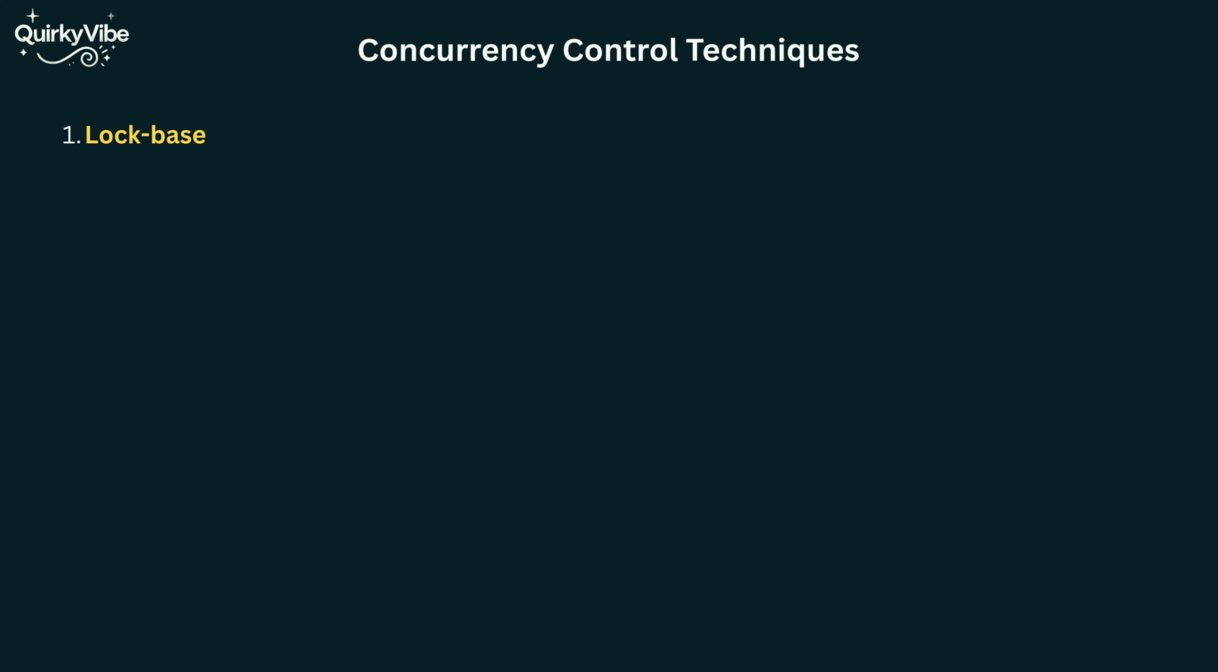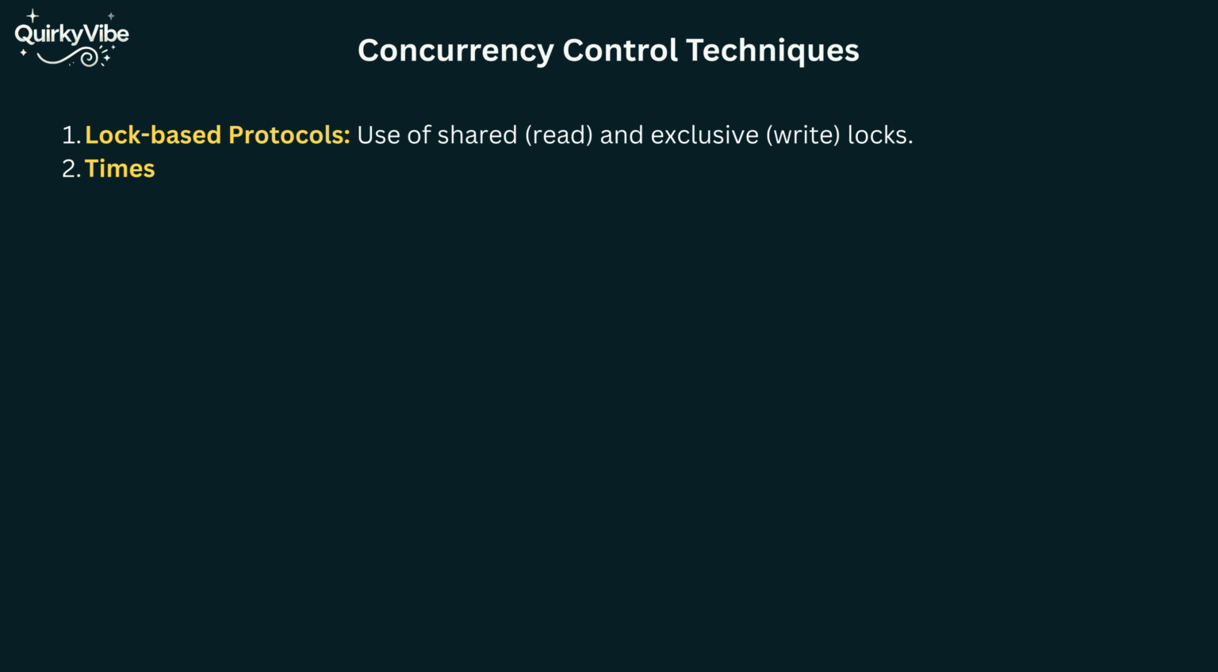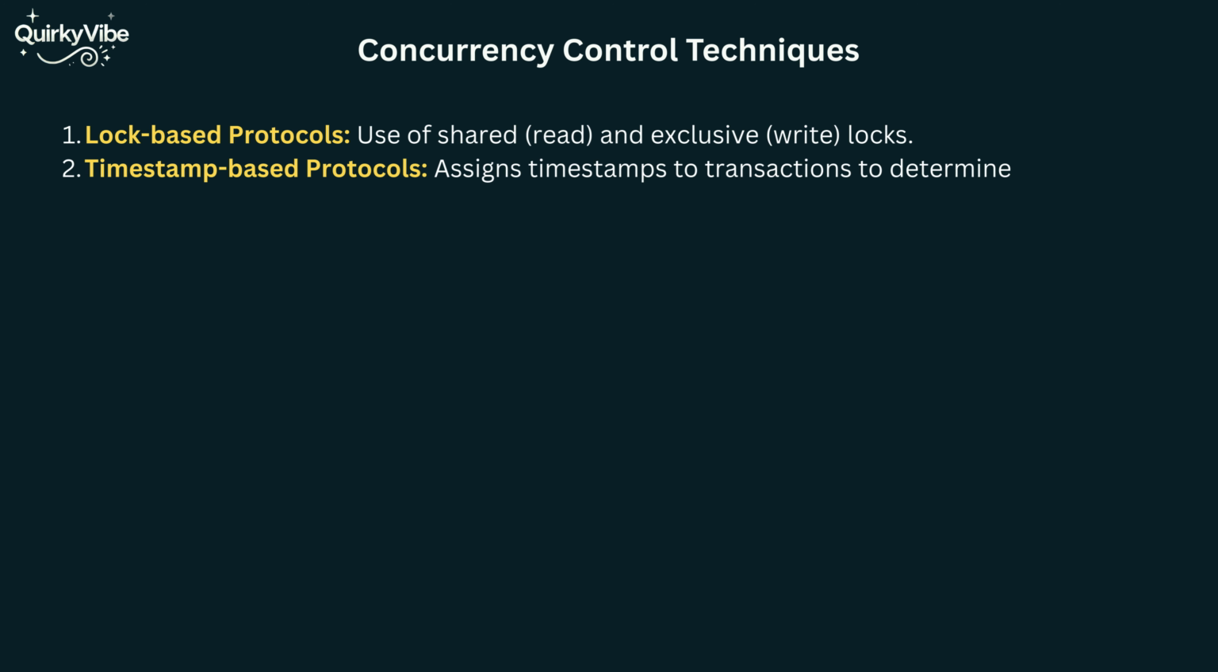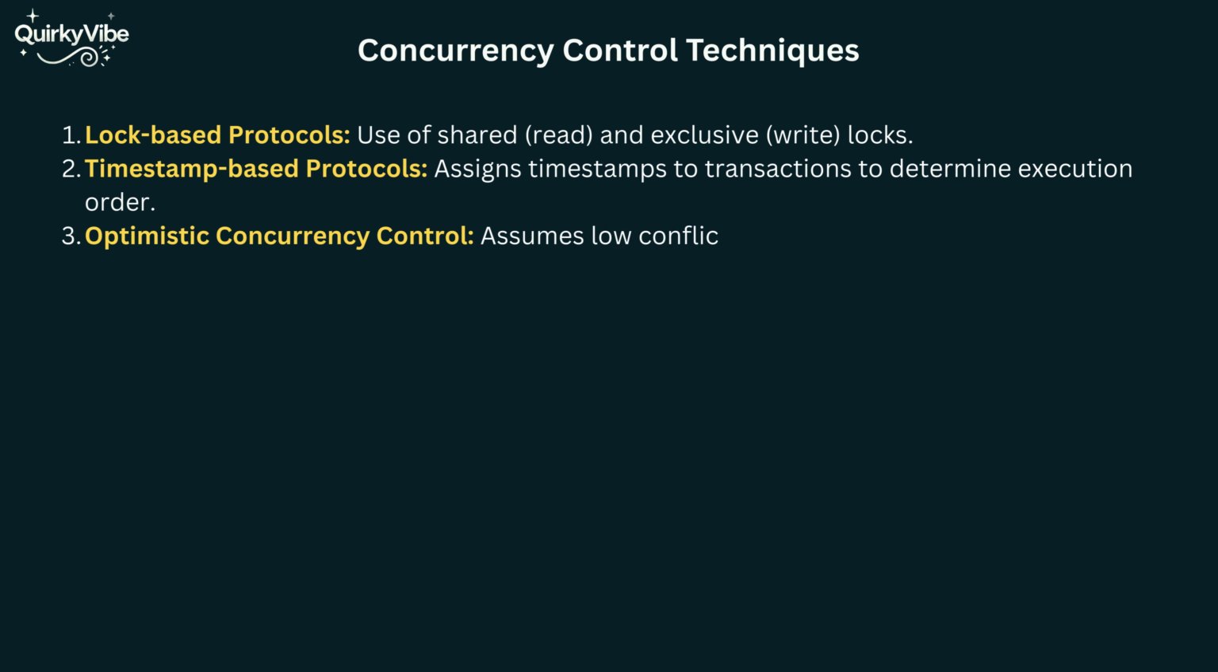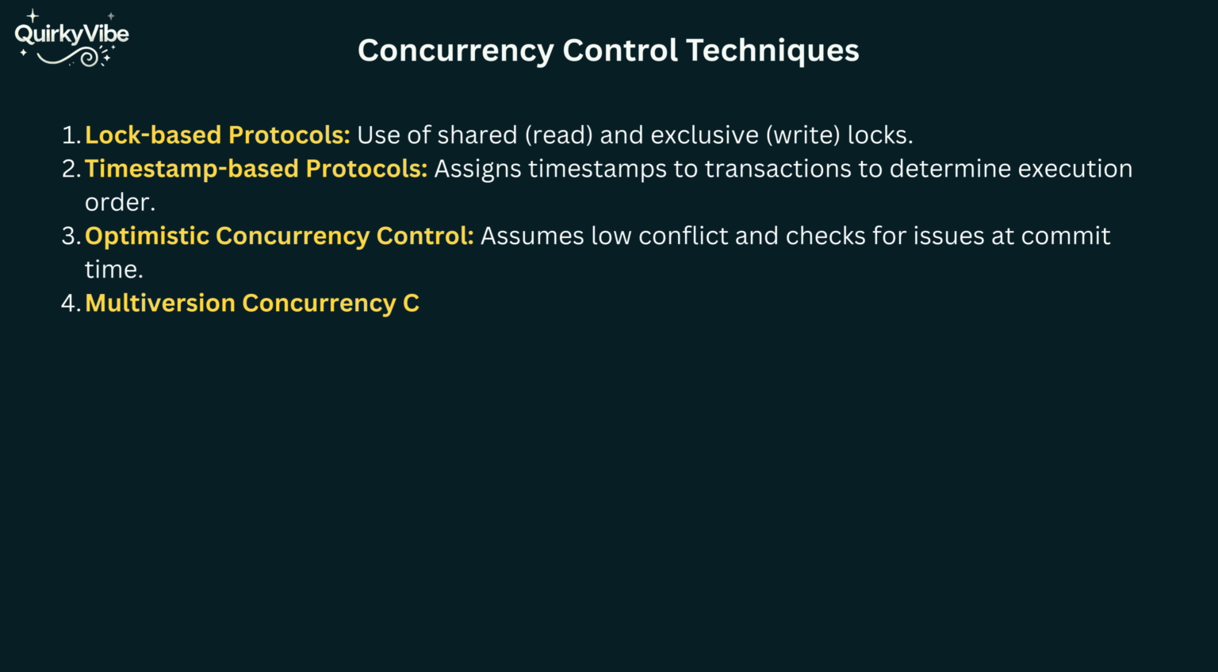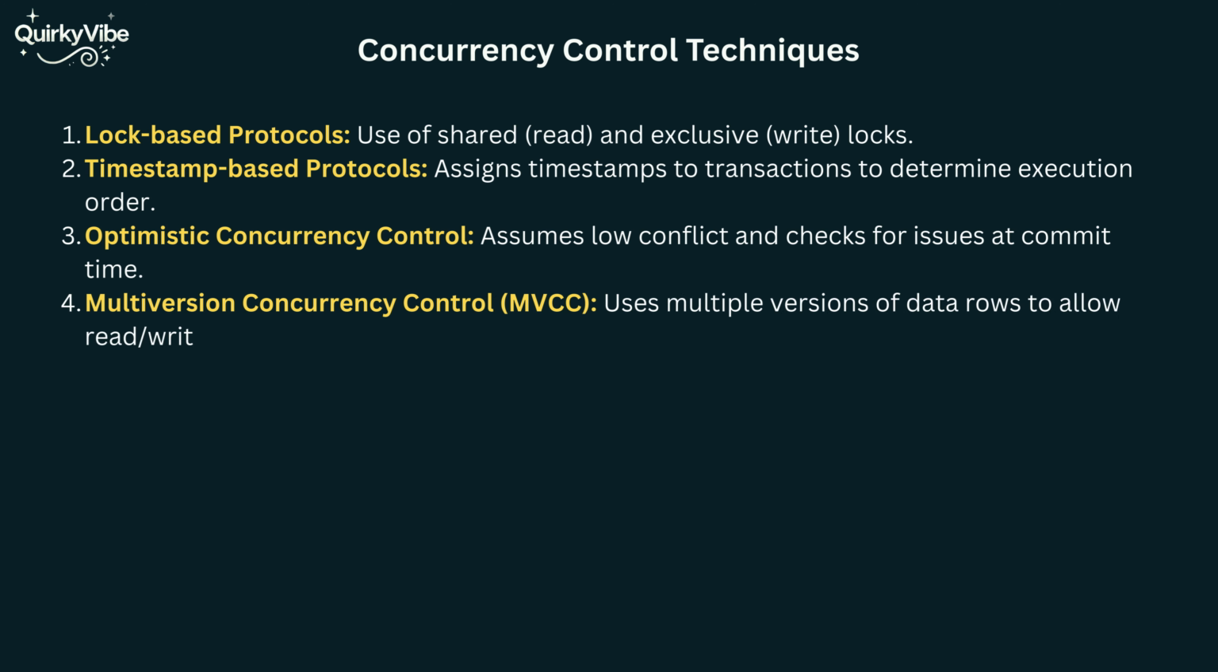Concurrency control techniques. First, lock-based protocols, use of shared, read, and exclusive, write, locks. Second, timestamp-based protocols, assigns timestamps to transactions to determine execution order. Third, optimistic concurrency control, assumes low conflict and checks for issues at commit time. Fourth, multi-version concurrency control, MVCC, uses multiple versions of data rows to allow read, write operations simultaneously.